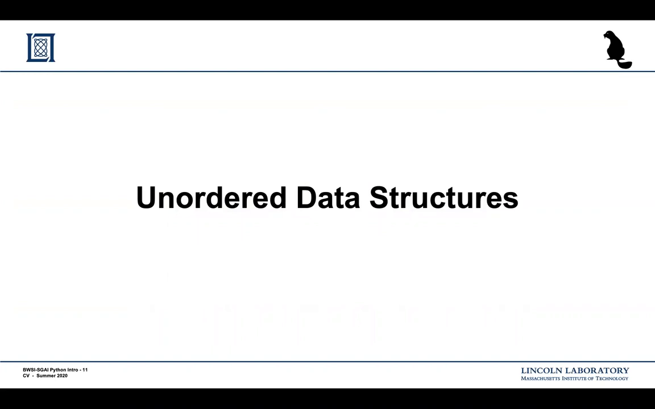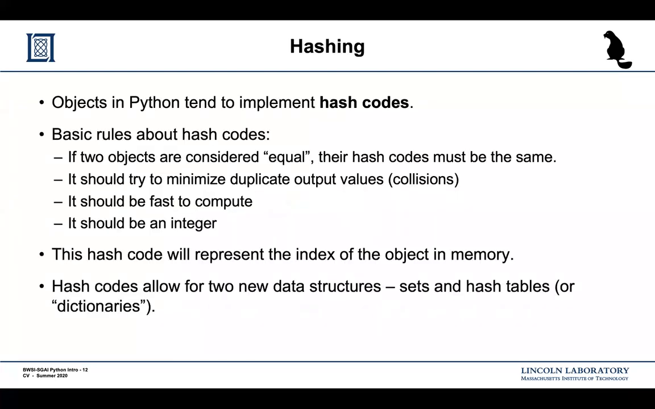These are a little bit different, obviously, from arrays because they don't have an implicit order to them, and I'll show you what that means. But first, let's touch on hashing for a second. Objects in Python tend to implement what are known as hash codes. Some objects may not implement hash codes, but then you can't use those in unordered data structures.